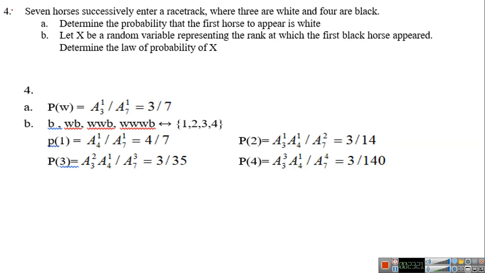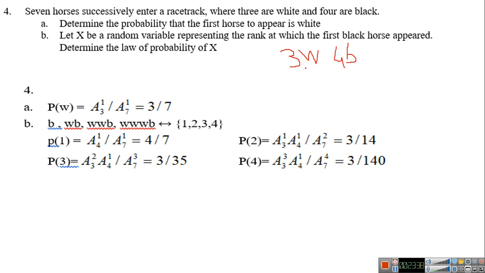Another problem, 7 horses successively enter a racetrack where 3 are white and 4 are black. We have 3 white and 4 black. Now, what is the question? The question is to determine the probability for the first 2 horses to appear to be white.